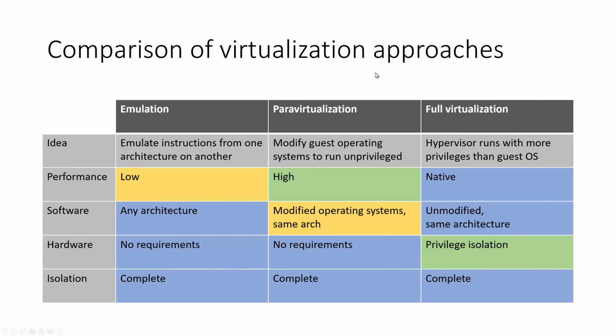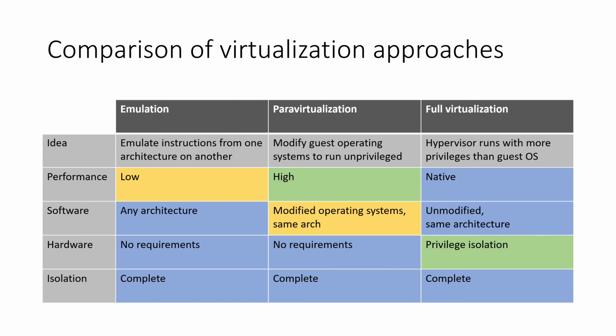So here's a comparison among the virtualization approaches we've discussed. So for emulation, the main idea is to emulate instructions from one computer architecture on top of another architecture. Emulation can run any software given you have the emulator, and it doesn't require anything from the hardware, and it provides full isolation. So it's great on these properties, but the main problem with emulation is that it's very slow because of the high overhead incurred in emulation.